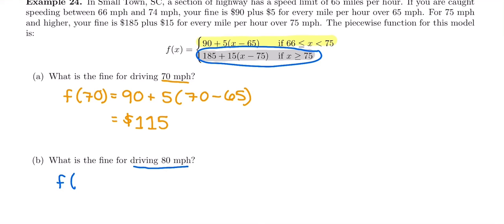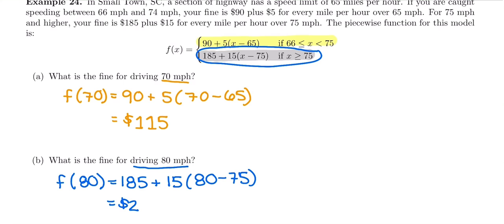So we're going to do f of 80 equals, plugging into the bottom piece, 185 plus 15 times 80 minus 75. So I'm going to grab my calculator and plug this in. 185 plus $15 for every mile per hour I'm over 75 is going to give me a $260 fine for going 80 miles per hour in a 65 mile per hour speed limit.